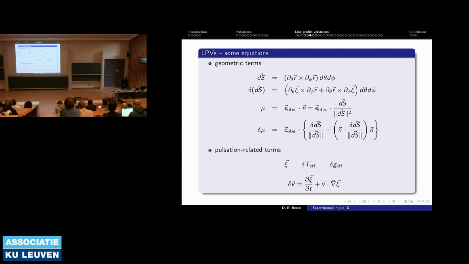This will be the parameter I described earlier, which is the cosine of the angle between the surface normal and the direction to the observer. You can perturb it this way. Then you have pulsation-related terms, so the Lagrangian displacement at the surface, the variations in effective temperature, and the variations in effective gravity. Now, the second term right here can only be calculated correctly or accurately if you use a full non-adiabatic calculation. And from this Lagrangian displacement, you can also deduce the Lagrangian velocity perturbation using this formula. Okay.